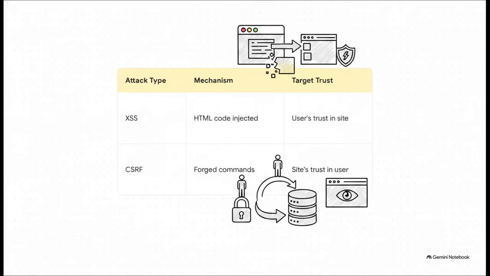Okay, you absolutely must know the core distinction between these two concepts for the exam. On the top row, we have cross-site scripting, or XSS. This involves injecting malicious HTML or JavaScript code into a web page. XSS exploits a user's trust in a website, meaning the malicious code actually runs in the victim's browser. On the bottom row, we have cross-site request forgery, or CSRF. This involves forged commands sent directly to a server.